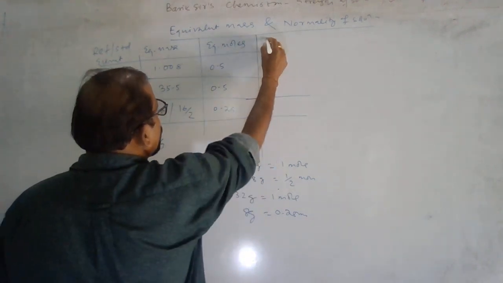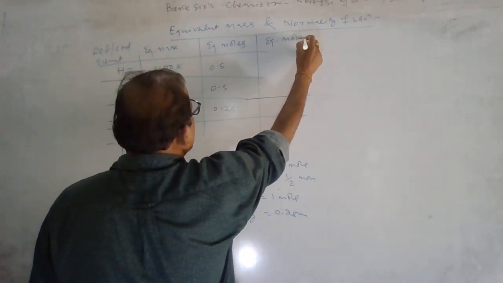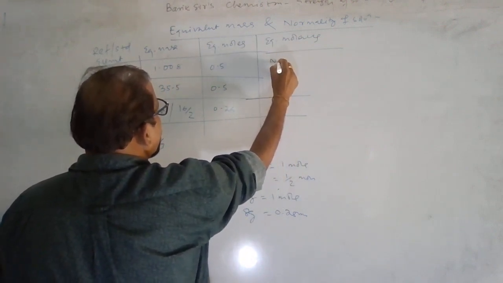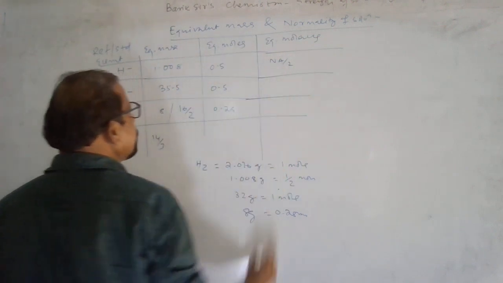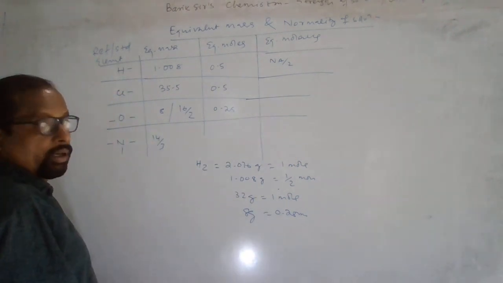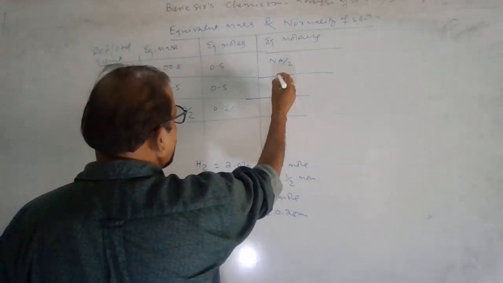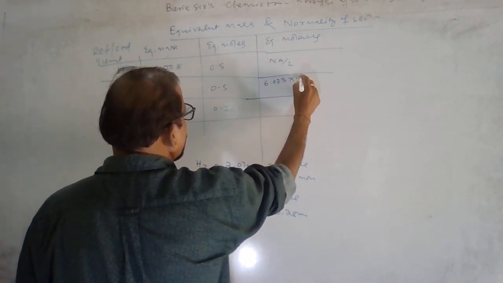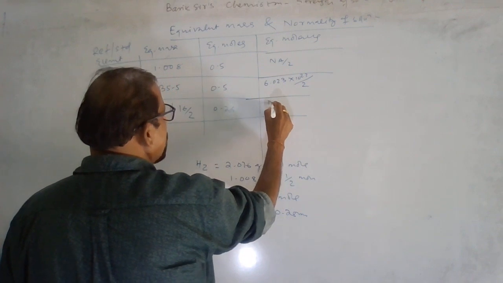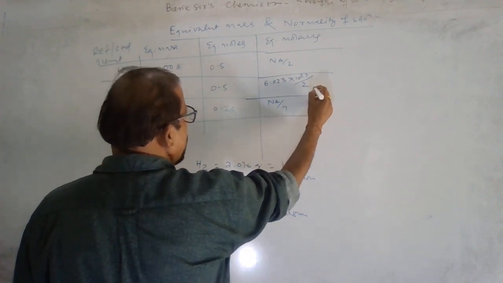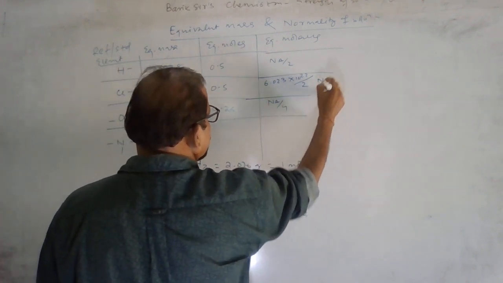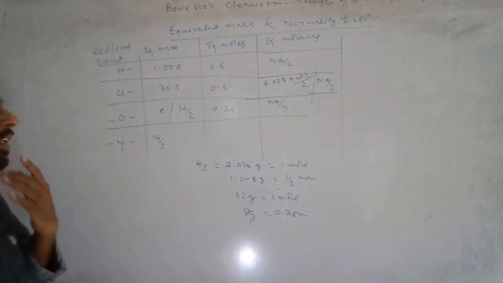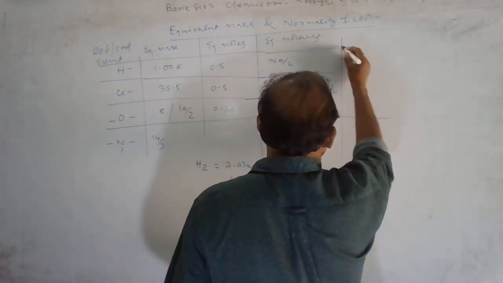So if it is equivalent moles, then what are the equivalent molecules? It will be Avogadro's number by 2, because it is 0.5 moles of molecules. Avogadro's number is 6.023 into 10 to the power 23, you can write Na by 2. For oxygen it will be Avogadro's number by 4. So this is the equivalent molecule. It will be required in chemistry.